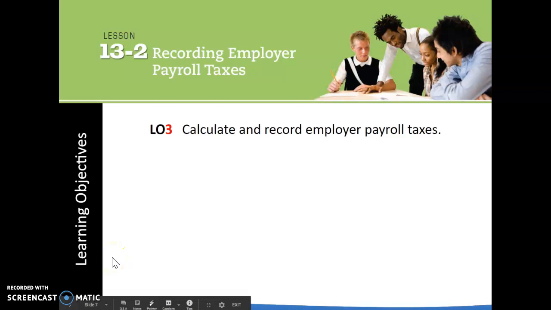Okay, you guys, we're going to move on to 13.2, which is recording employer payroll taxes. So up until now, we've been dealing with the employee taxes. And so now we're going to look at the corporation, what they pay in taxes for payroll. So our first learning objective here is to calculate and record employer payroll taxes.